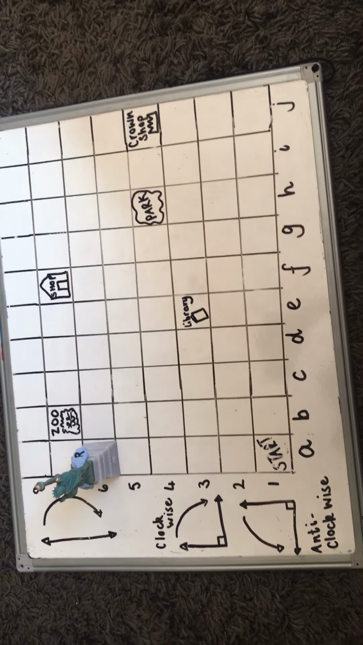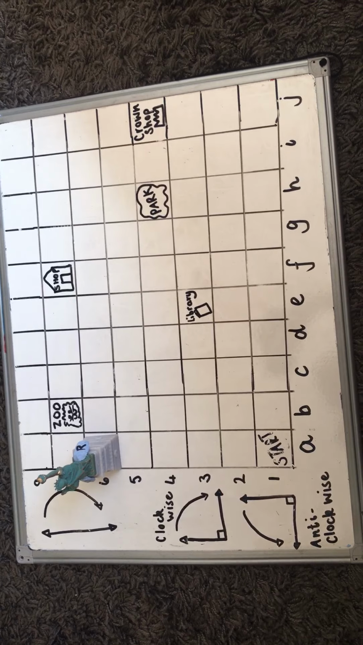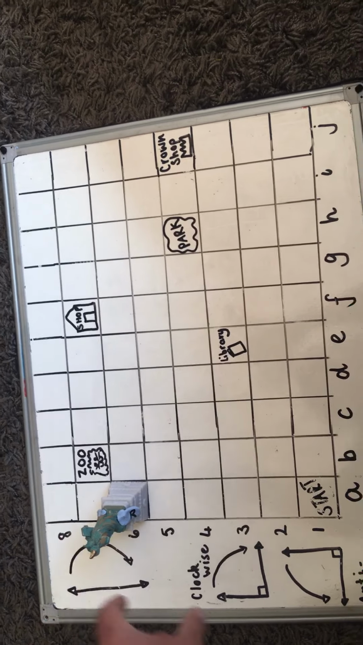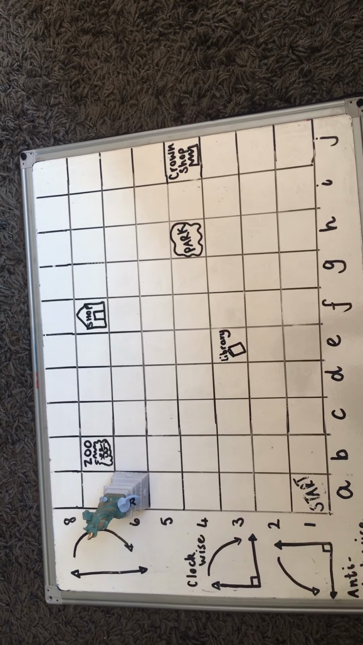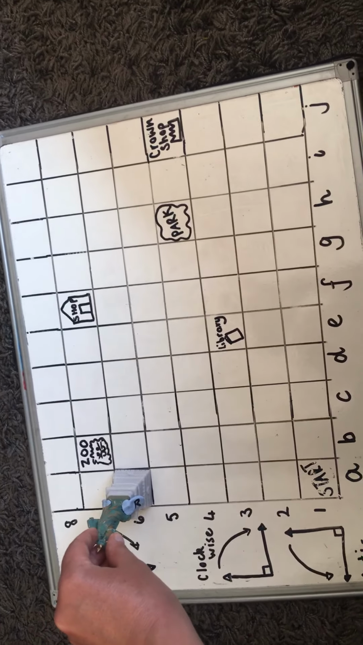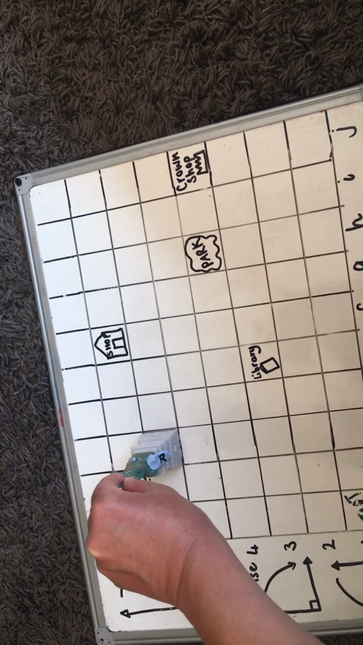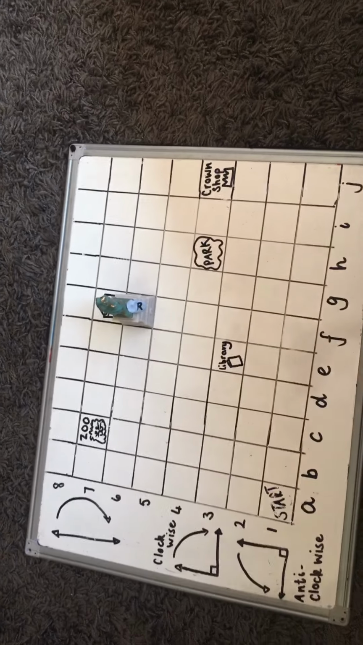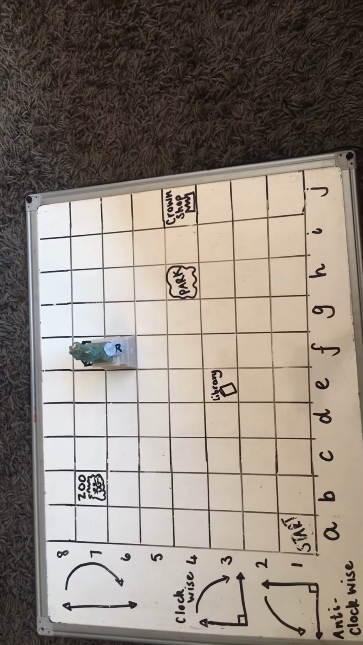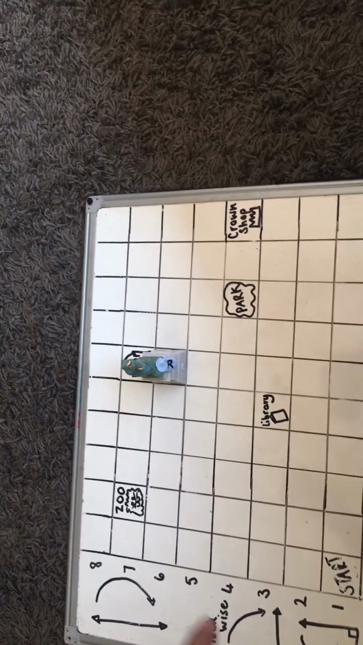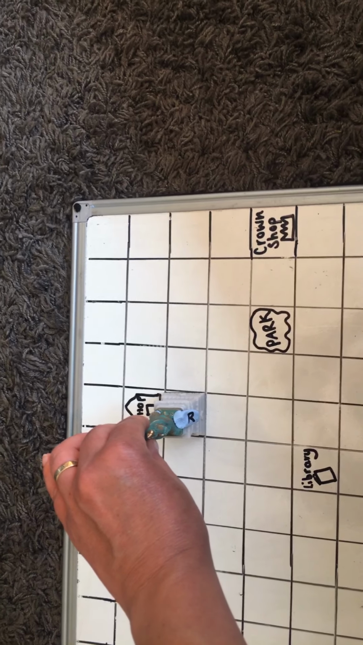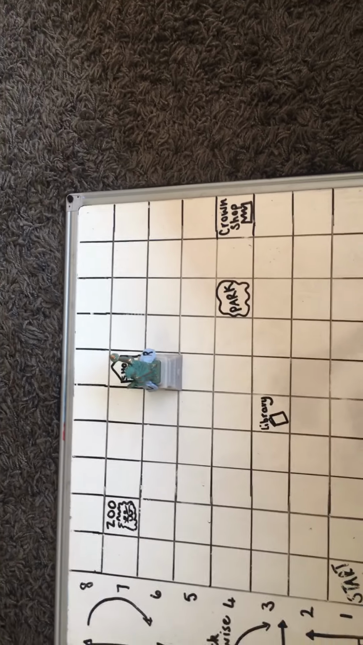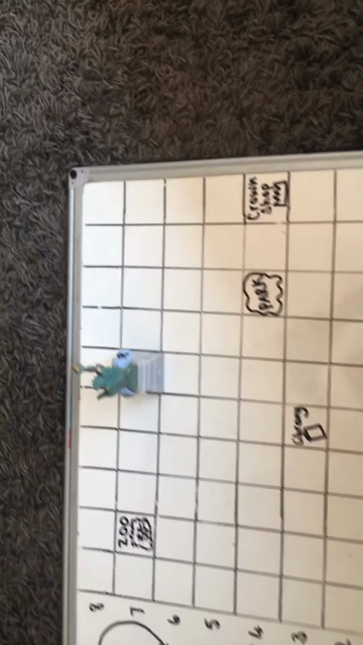Forward for 5. Then she needs to do a clockwise quarter turn. There she is. And then she needs to go forward for 1, 2, 3, 4, 5. Then this time she needs to do an anti-clockwise turn. So anti-clockwise quarter turn and forward.